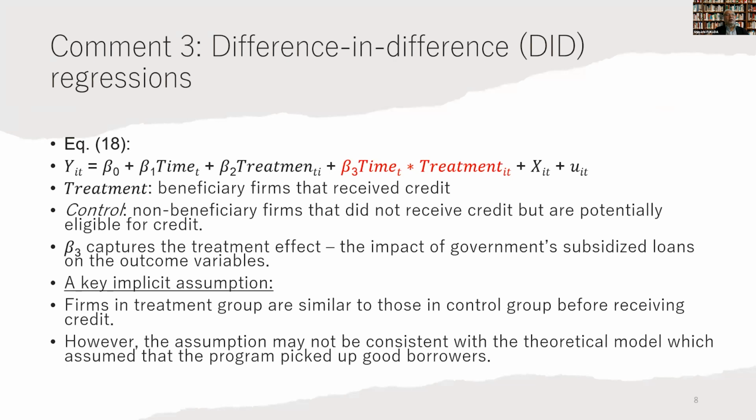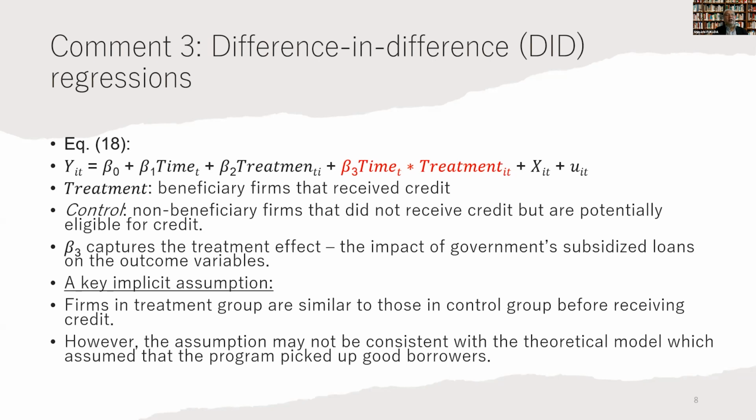My third comment is more technical, on the difference in difference regression. That was very interesting. I think it is the most interesting result in the paper. The analysis was carefully done, and the treatment group was beneficiary firms that had received the credit, and the control group is non-beneficiary firms that did not receive the credit but are potentially eligible for credit. And as in many DID analyses, beta 3 is the key coefficient, and it captures the impact of the government subsidized loan on the outcome variables.